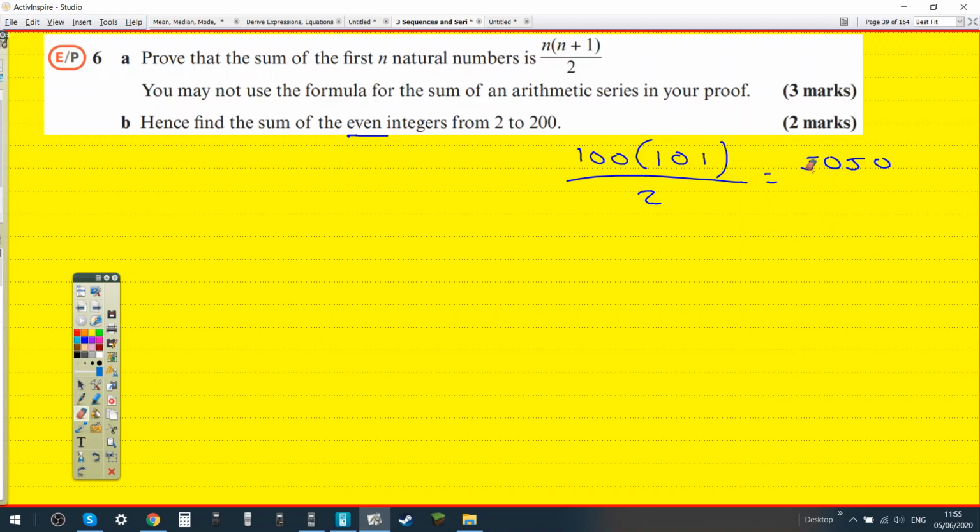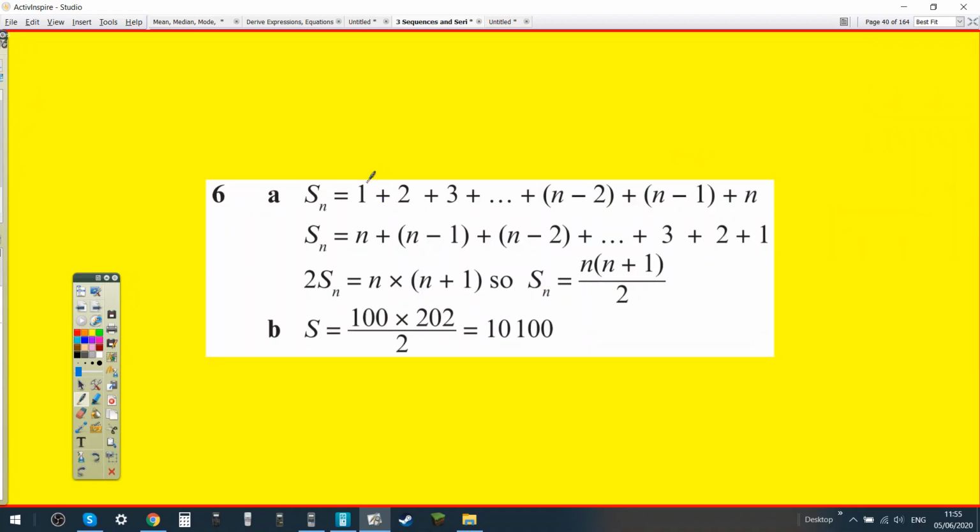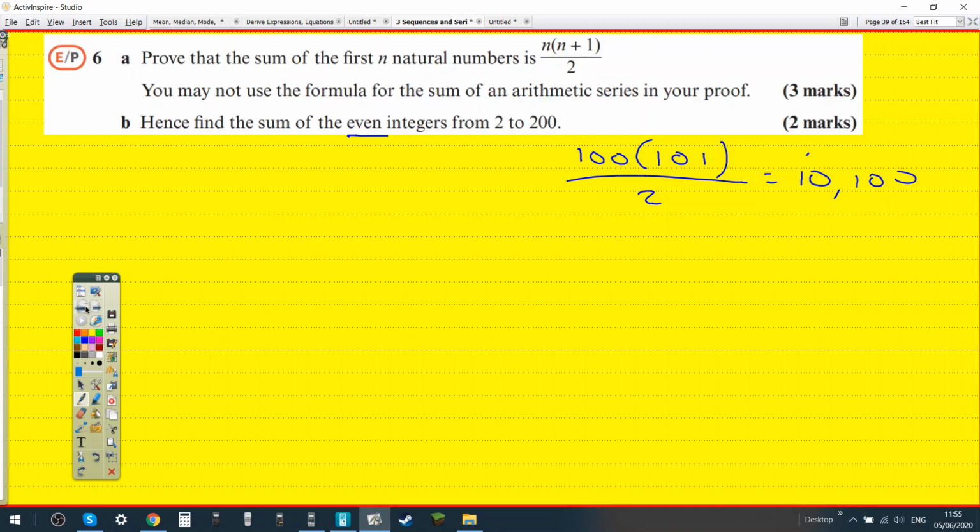Let's see. So it's 10,100. Okay, so that only works if it's the even numbers. 100 times 202 over 2. That's not right. It should be 100 times 101, shouldn't it? I'm guessing so. Yeah. If n is 100, then it's 100 times 100 plus 1.